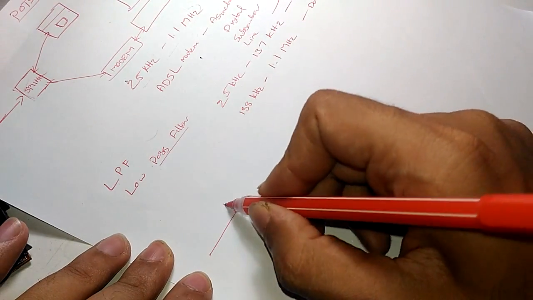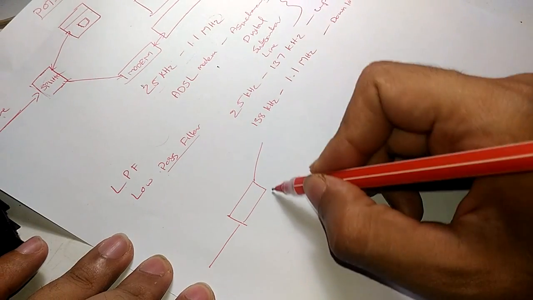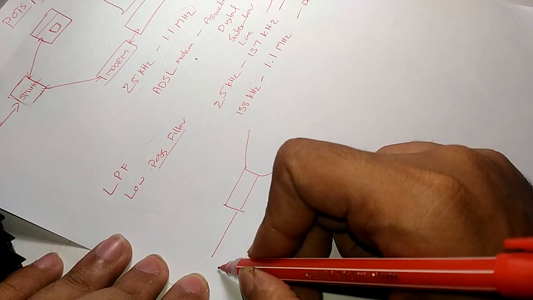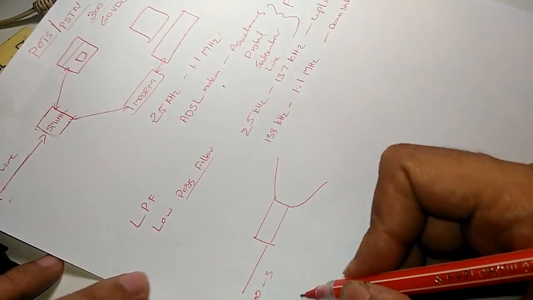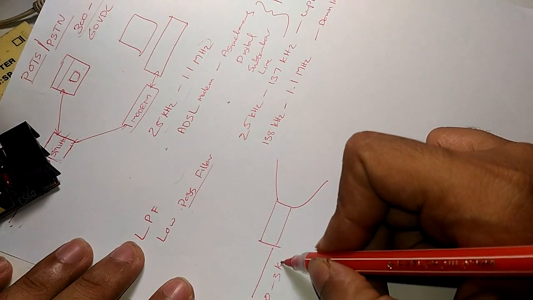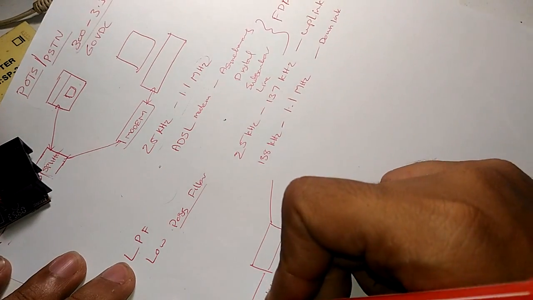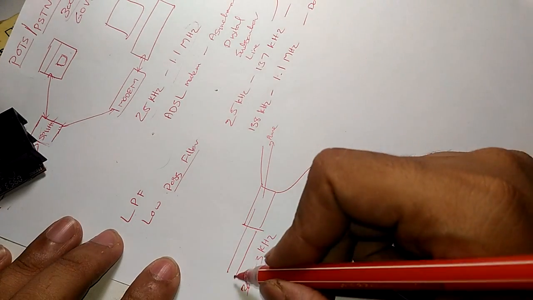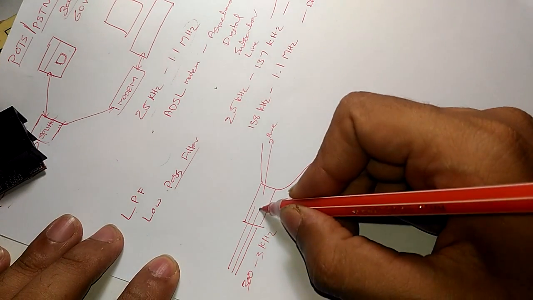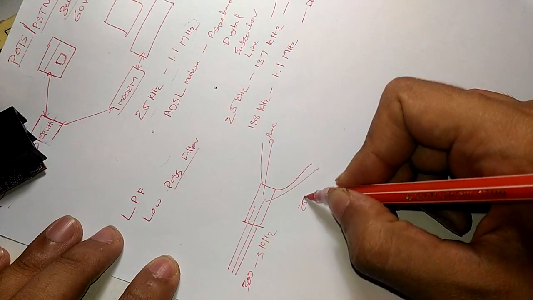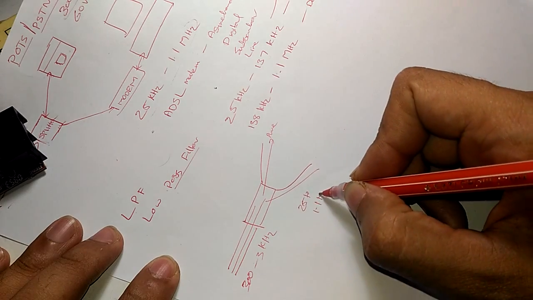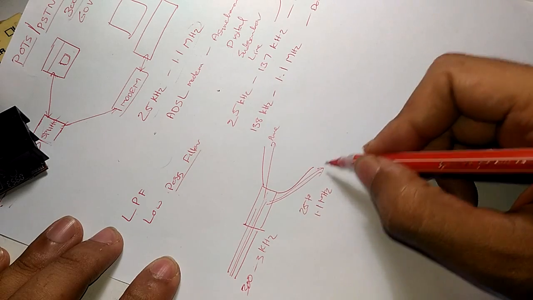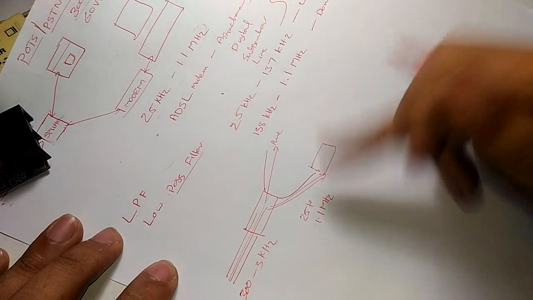The splitter takes the input signal and divides it into two frequencies. When the input signal comes, the 300 to 3 kilohertz frequency can directly pass to the phone line. At the same time, the 25 to 1.1 megahertz signal can also pass through the splitter and go straight to the modem. There is no objection to that.